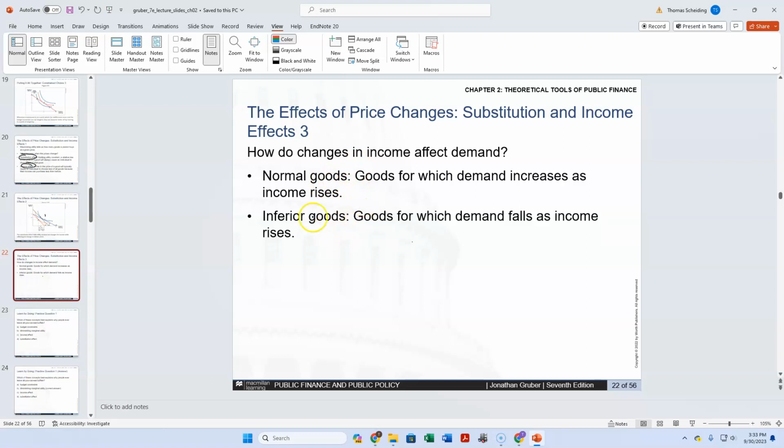Just saying that for both of these kinds of goods, normal goods and inferior goods, the demand curve for both of those goods is downward sloping. It's just that for the normal good, the income effect reinforces the substitution effect. And for the inferior good, it slightly counteracts the substitution effect, but doesn't overwhelm it.